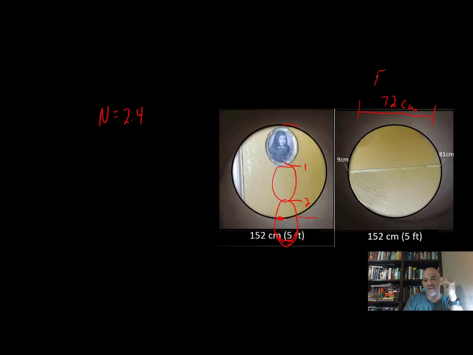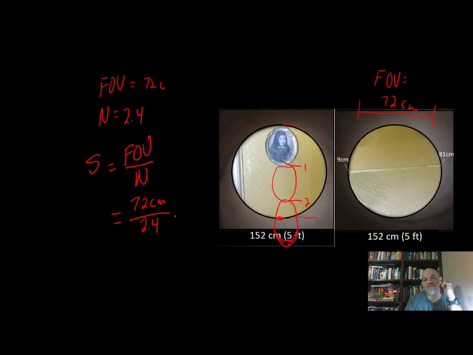And I know the diameter because it was measured earlier. So my field of view is 72 centimeters. And if we go back to that concept equation, which was the size is equal to the field of view divided by the fit number, then you just plug in the numbers, 72 centimeters, and then you divide by the number you estimate to go all the way across. And when you do that, the calculation comes out to about 30 centimeters. And this is just by looking at the diameter, the field of view, and then visually estimating the fit number.